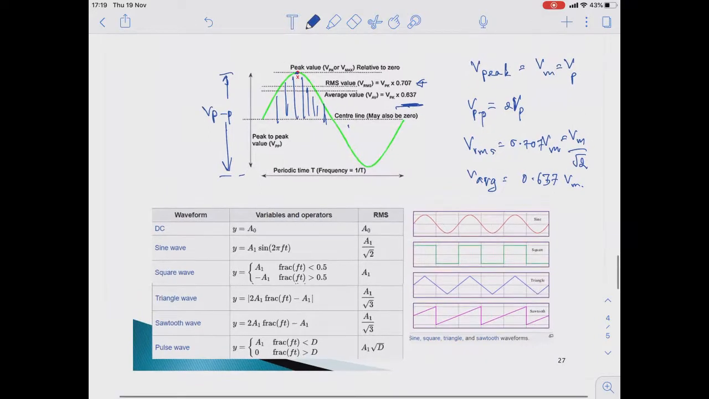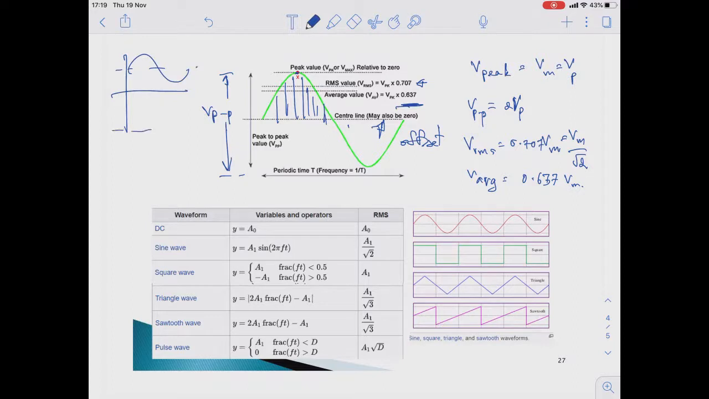And so these are important terms, and if we have some kind of offset, then this sine wave can just move up or move down, depending on whether you have a plus offset or a minus offset value.